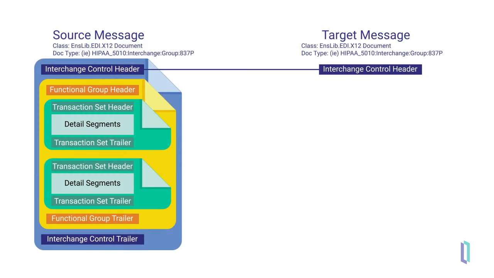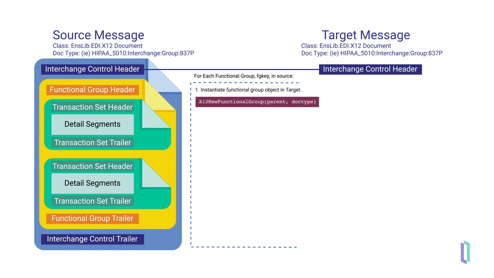Next, begin looping over the functional groups within the interchange envelope, using a for each loop that references the current iteration and uses a key such as FG key or functional group key. Following the 5 main steps, begin by creating a functional group in the target message and setting the GS header for this group equal to GS of the current iteration. Let's look at how these two steps are performed in the DTL editor.